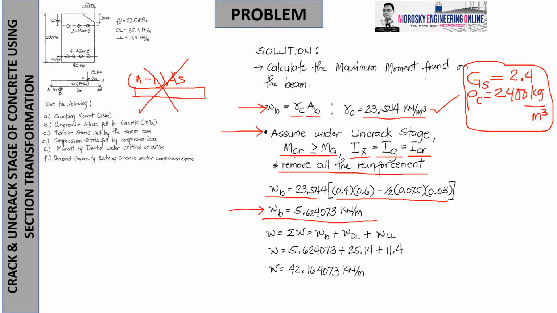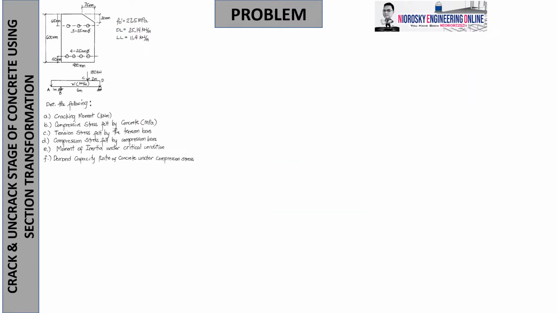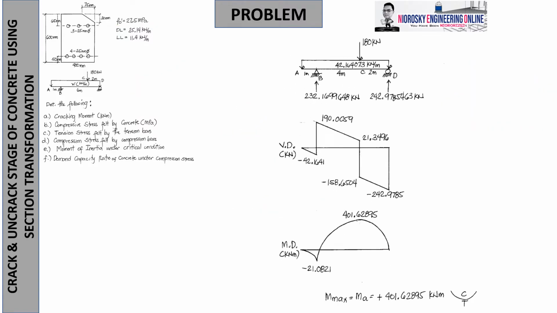By adding all the loads, W will be 42.164073 kilonewton per meter. I added all the dead load, the live load, and the beam weight. Then followed by the drawing of the shear and moment diagram, which I know you're already aware of. As your lecturer, I am assuming that the learners are already aware, from their strength of materials course, of how to draw a correct shear and moment diagram.